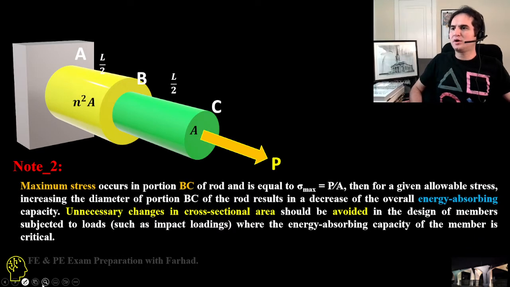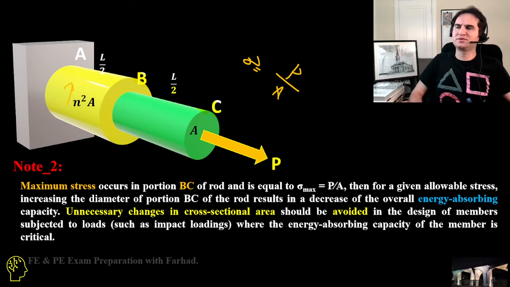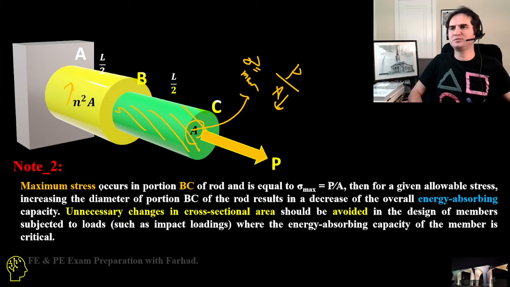The other interesting part is that maximum stress occurs in portion BC, because we do know sigma is P over area. So if n is increasing, the maximum stress happens here. That's the minimum area, and that gives us sigma maximum. So maximum stress occurs in portion BC of the rod, and it's equal to sigma maximum, P over A.